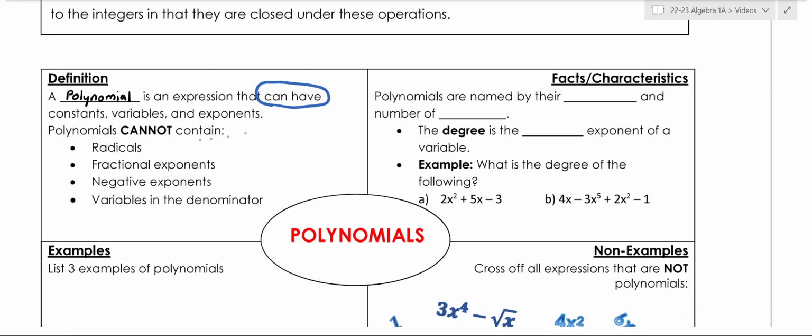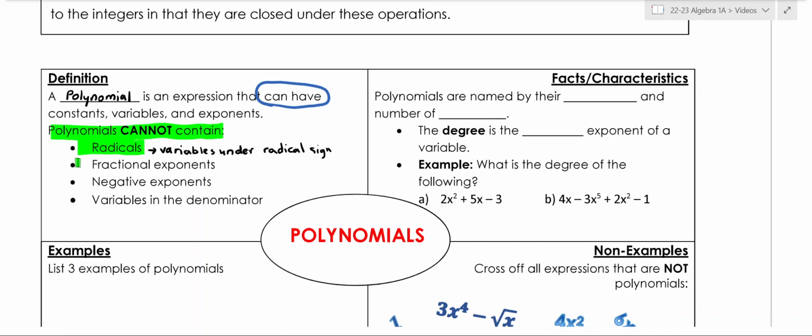Now, polynomials cannot, and I repeat, cannot, I wish I had red to highlight, polynomials cannot contain radicals. Now that is misleading. It should say variables under the radical sign. It cannot contain variables under the radical sign. And yes, I'll give you more examples later on. Fractional exponents, that means exponents that are not whole numbers.